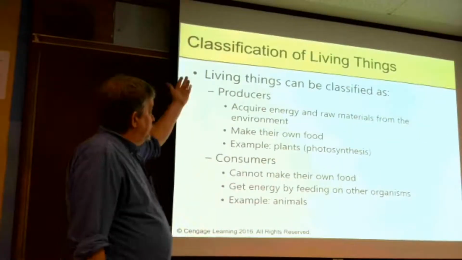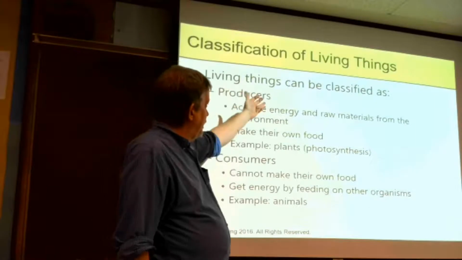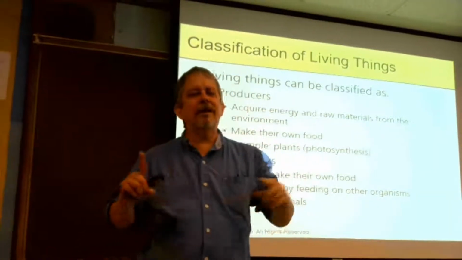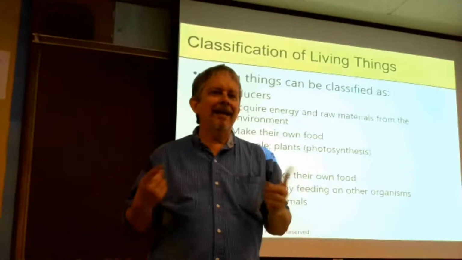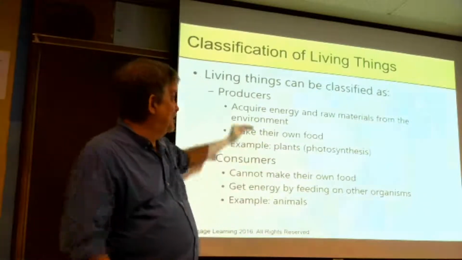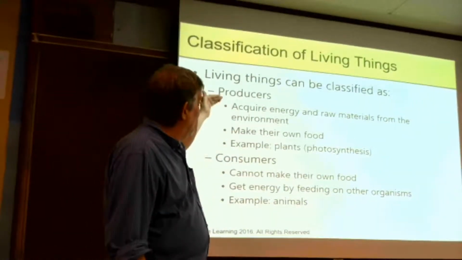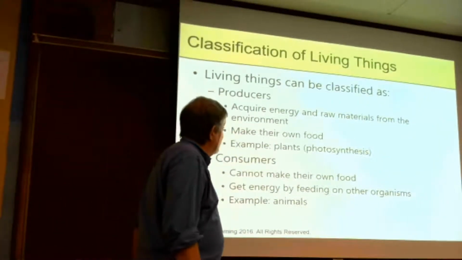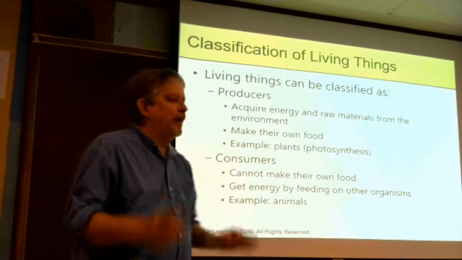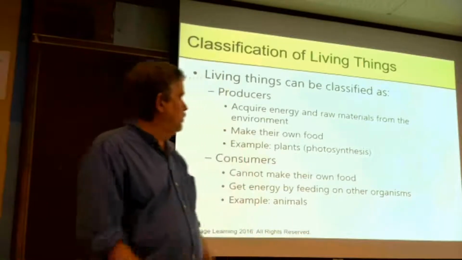All right. How living things can be classified. Here are two terms. Know these two terms because they are going to keep popping up again and again. Just about every single test that we're going to have this semester, these terms will be on that test. What are the producers? The producers acquire energy and raw materials from the environment. They make their own food.